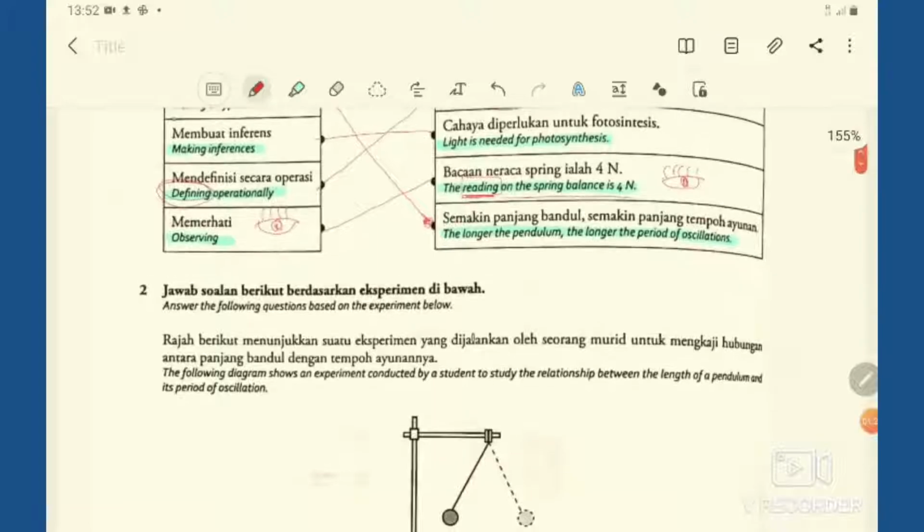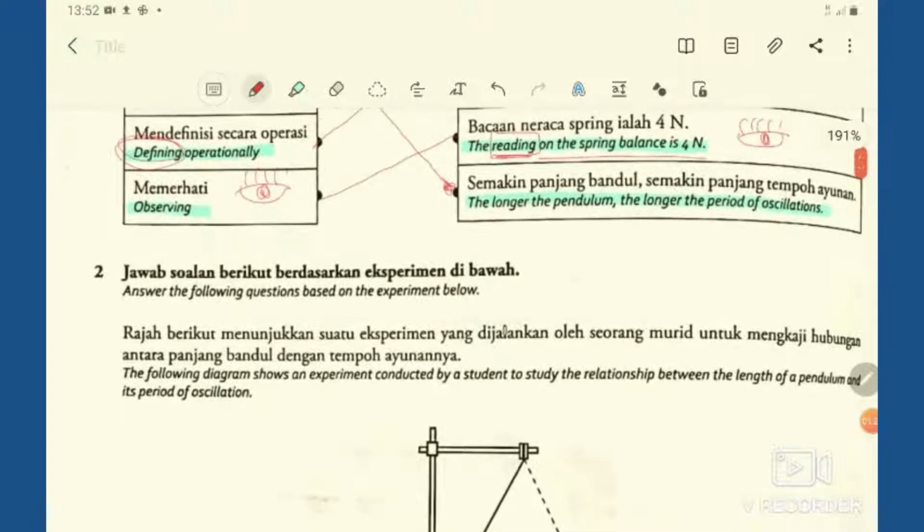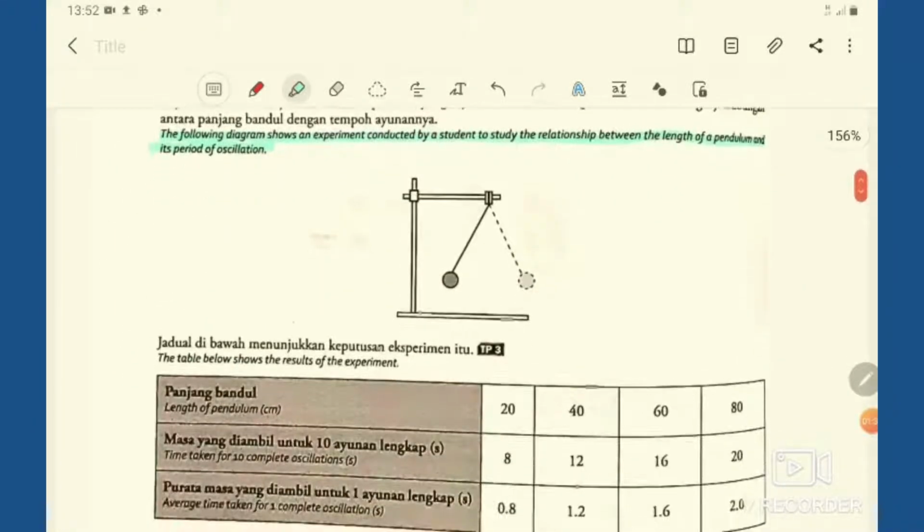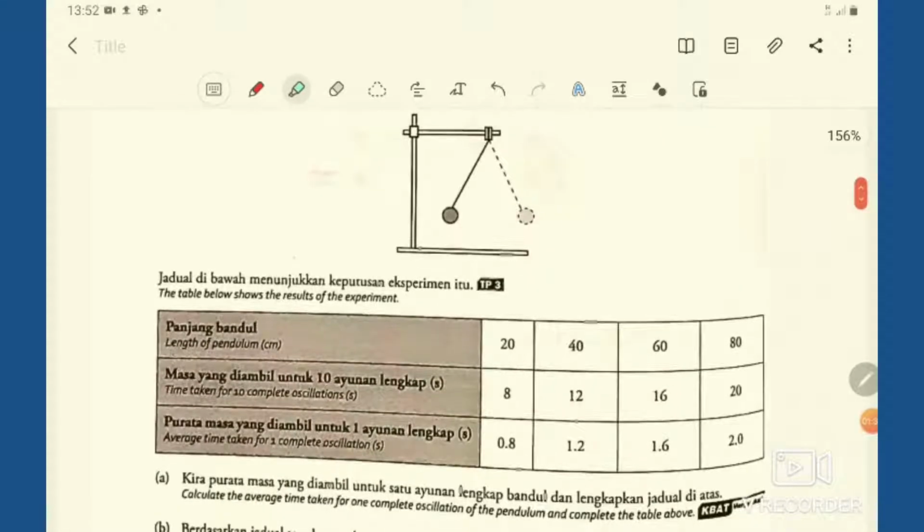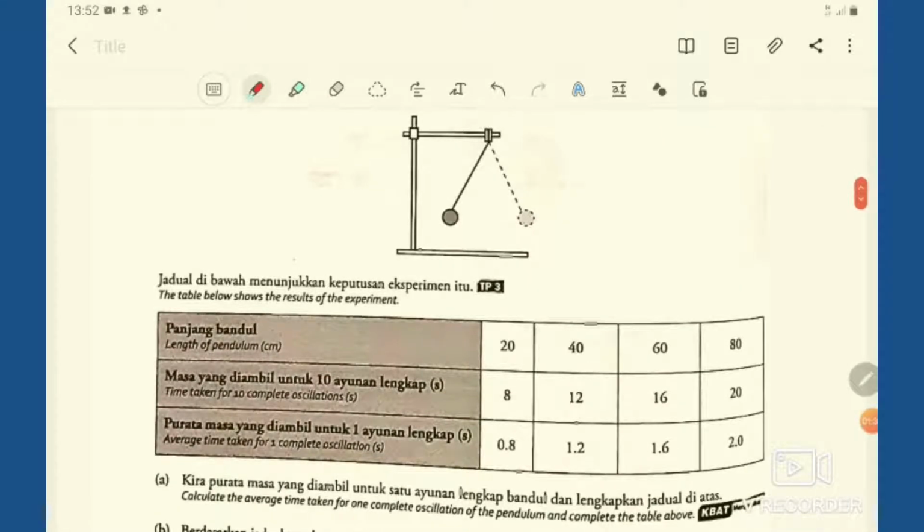Okay, next, number 2. The following diagram shows an experiment conducted by a student to study the relationship between the length of a pendulum and its period of oscillation. So before this we have learned one complete oscillation. So from A to B and come back to A. That's considered as one complete oscillation.